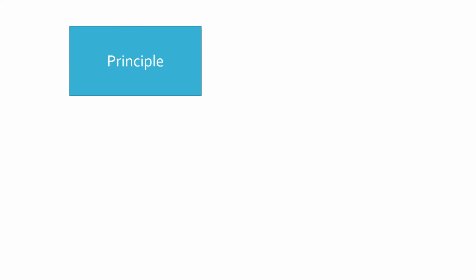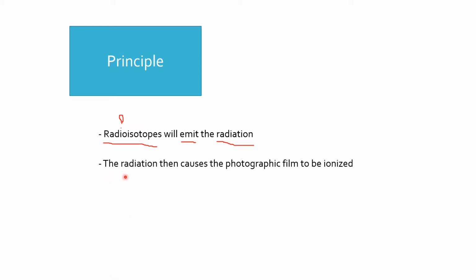After the introduction, now I would like to mention the principle of autoradiography. In autoradiography, the radioisotopes will emit radiation. You may be wondering what radioisotopes are. Later on in Cairn's technique, it will be explained clearly to you all. The radiation then causes the photographic film to be ionized.